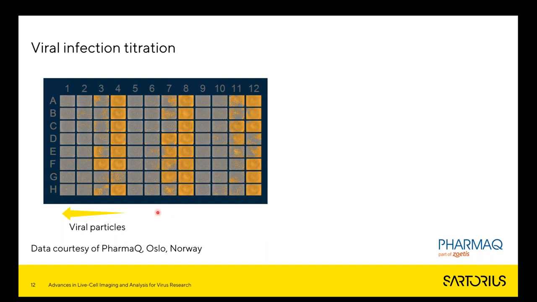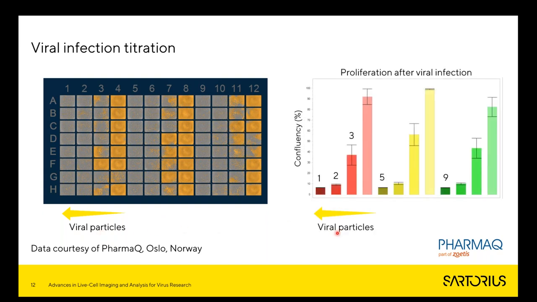In this example, we can already see that an increasing number of viral particles correlates with a reduction in the phase masking and therefore cell density. This is then also what we see when we look at the actual data that we were able to obtain with this masking.